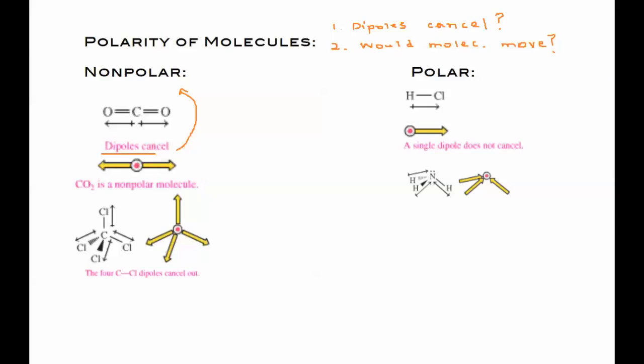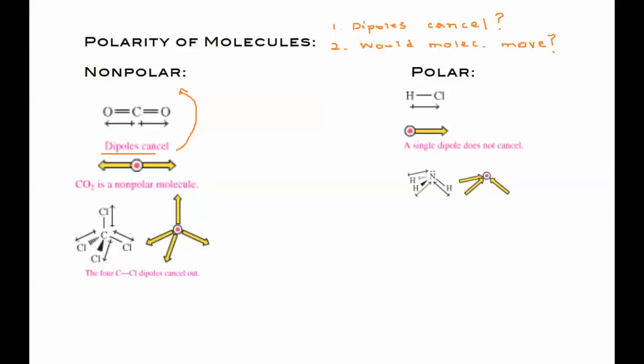The other way to think about it, would the molecule move? Imagine a tug of war between these two oxygens. Since they're pulling with the same amount of force and in opposite directions, the molecule would not move, and therefore the molecule is nonpolar. In the next example, you've got carbon with 4 chlorines.